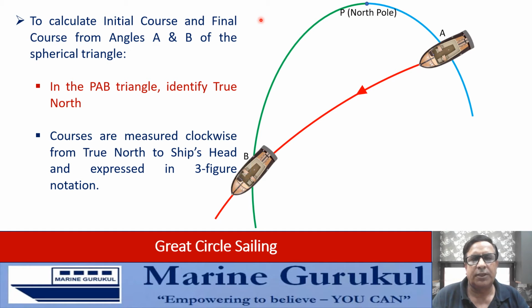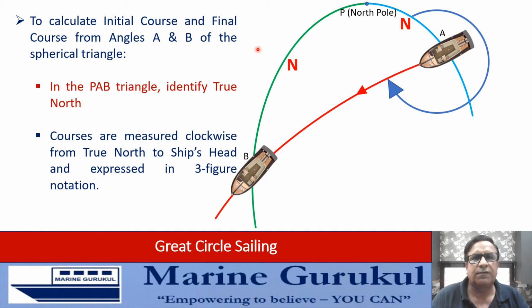Let's mark the initial course at A clockwise from true north. I'm sure you'll all agree with me that the blue arc represents the initial course. What we have calculated is this angle, and it's very evident from the diagram that the initial course shall be 360 degrees minus the calculated angle A.